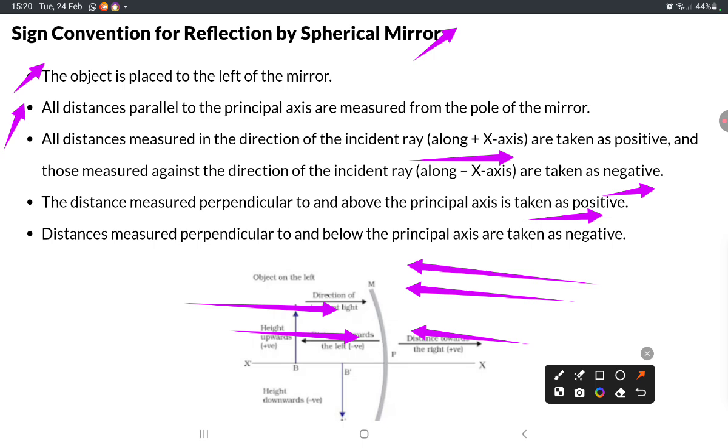Distances measured perpendicular to and below the principal axis are taken as negative. Clear? Distances measured perpendicular to and below the principal axis are taken as negative.